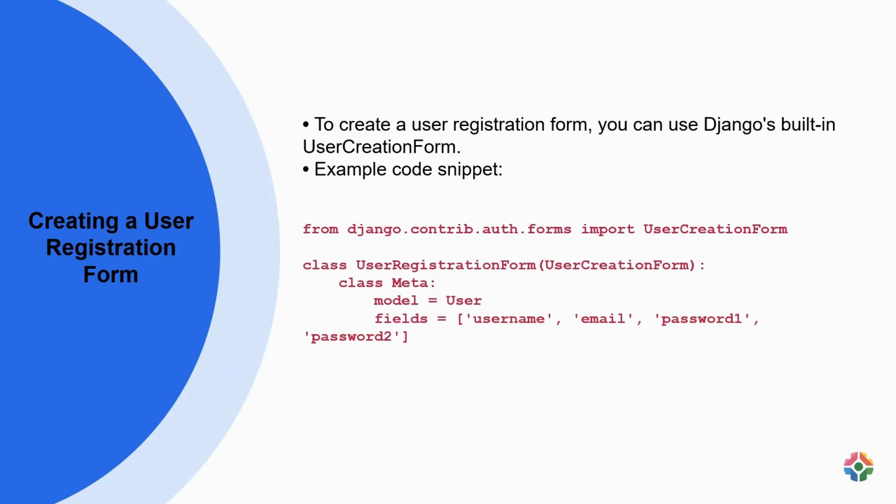username, email, password1, password2. For instance, the provided code snippet showcases how to create a user registration form using the user creation form in Django. It extends the user creation form into a custom form named user registration form, defines the model as user, and includes specific fields like username, email, password1, and password2. By utilizing Django's user creation form and customizing it in a new form class, you can efficiently generate user registration forms tailored to your requirements.